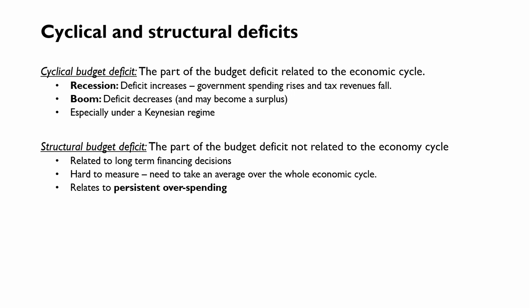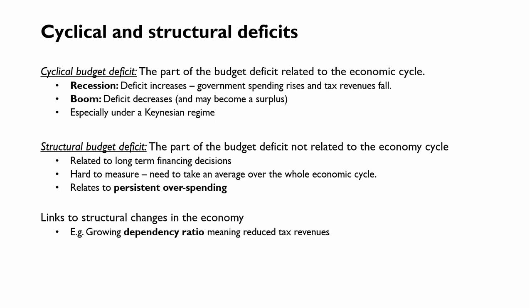It's really about persistent overspending. A structural budget deficit means the government is spending too much money over time. A number of things might factor into that that link to structural changes in an economy. So for instance, changes in the demographics of the country will affect it. The dependency ratio refers to the proportion of people who are working or of working age compared to the proportion of people who are under the age of 16 or over the age of 65. The UK has quite a high dependency ratio because we've got an ageing population, which means there's reduced tax revenues and increased spending because the government's having to support that ageing population.